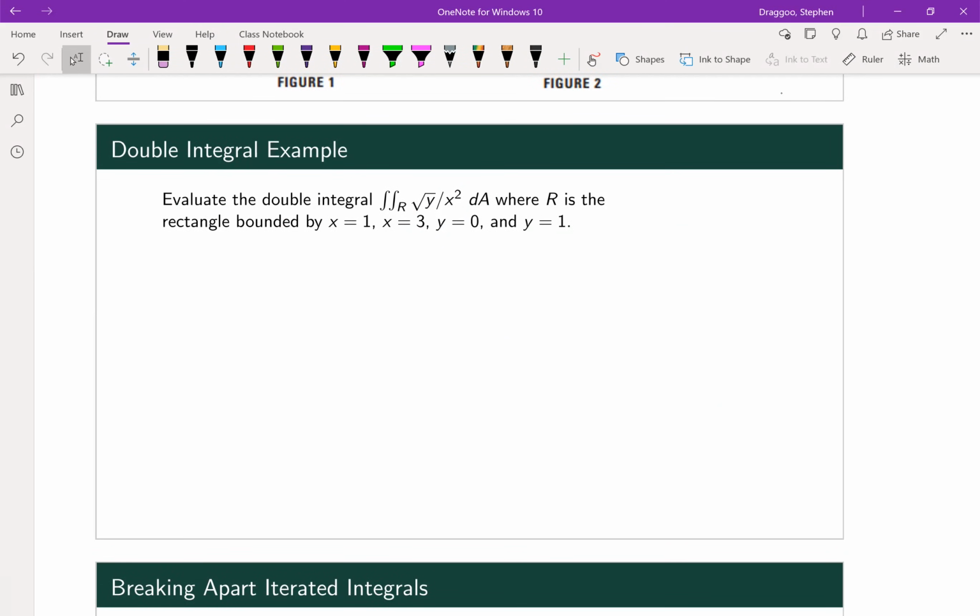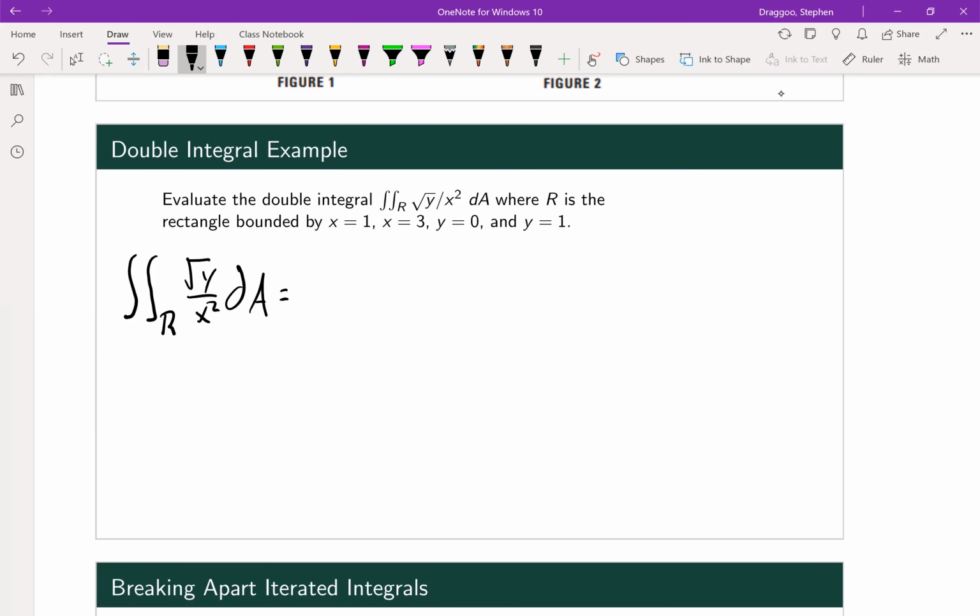All right, so next, we want to evaluate the double integral that has the square root of y over x squared dA, where R is the rectangle bounded by 1 and 3 in the x direction and 0 and 1 in the y direction. So using Fubini's theorem, if we set up this double integral, which should be the square root of y over x squared dA.